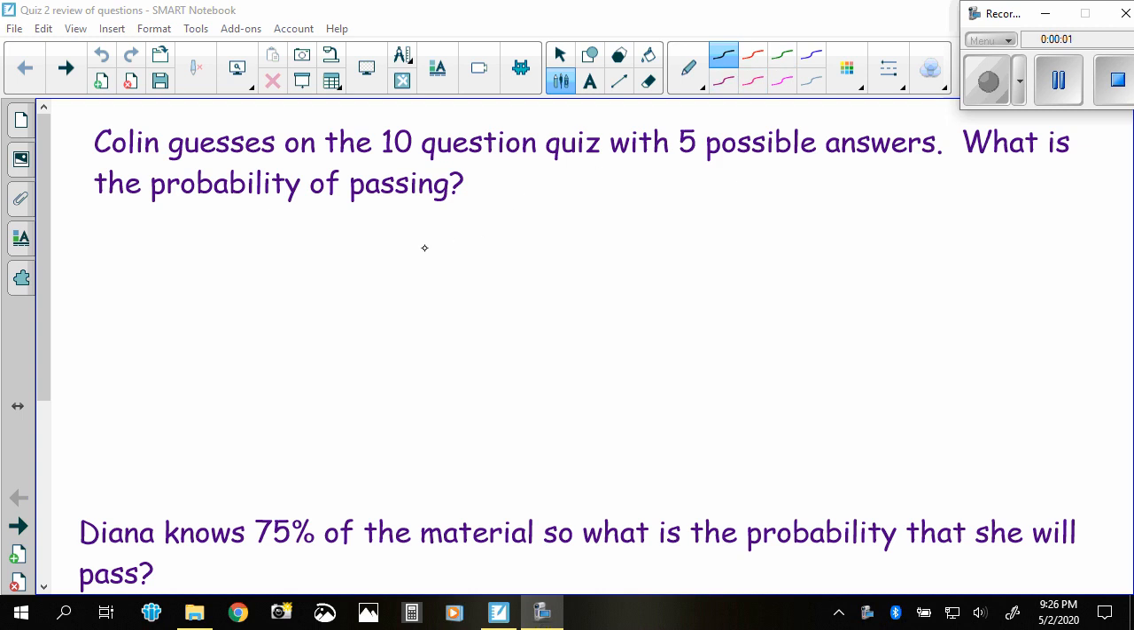Okay, so we're going to start with question number 1. It said Colin guesses on a 10-question quiz with 5 possible answers. What's the probability of passing? So 10 is going to be our total number. That's going to be the n value in our problem.